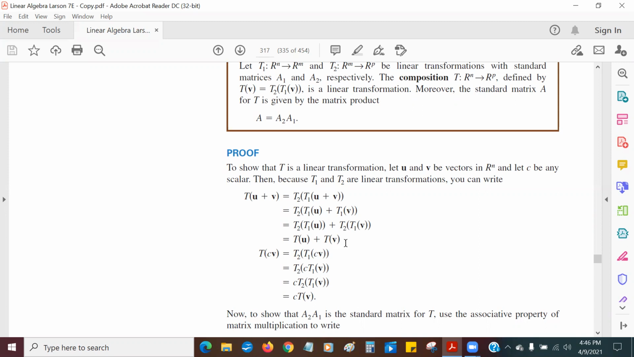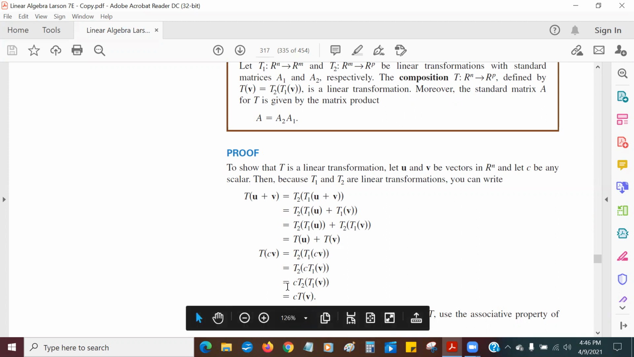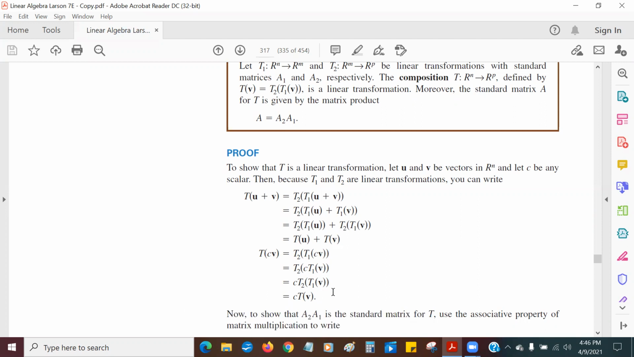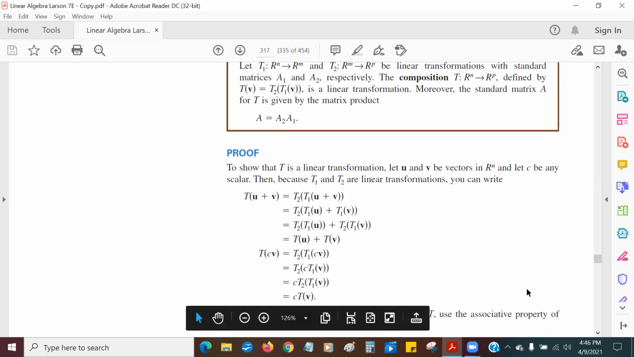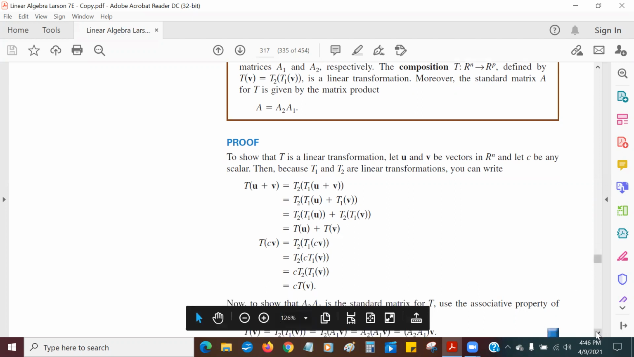Now let's do scalar multiplication. It's the same thing. T of CV is T2 of T1 of CV. You can bring out the constant, and bring out the constant again, and now you have C times T2 of T1 of V, which by definition of T is C times T of V. So yes, it worked. That was easy, and the next part is also going to be easy.